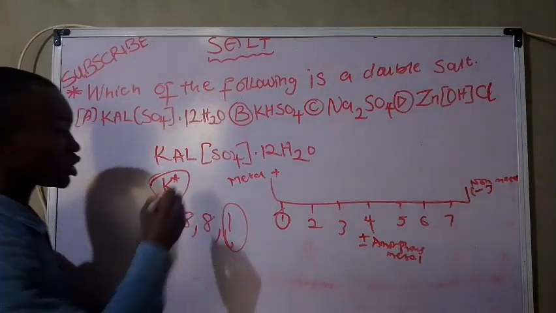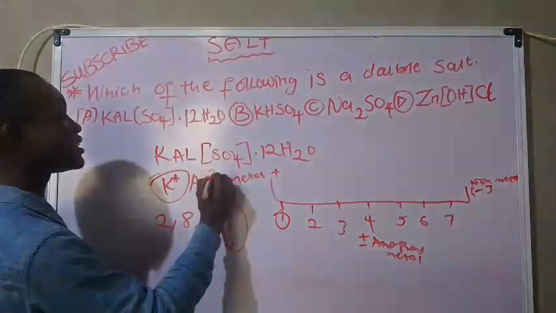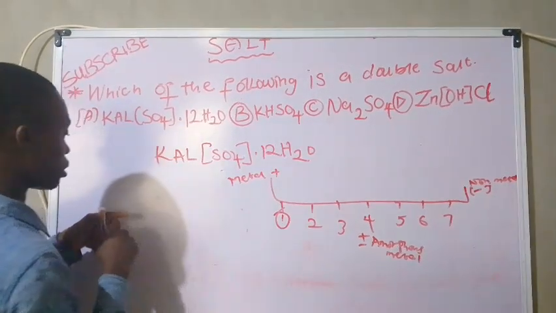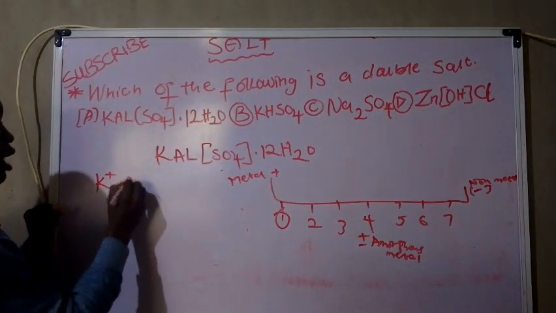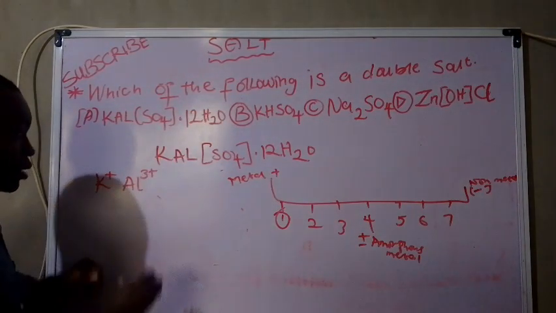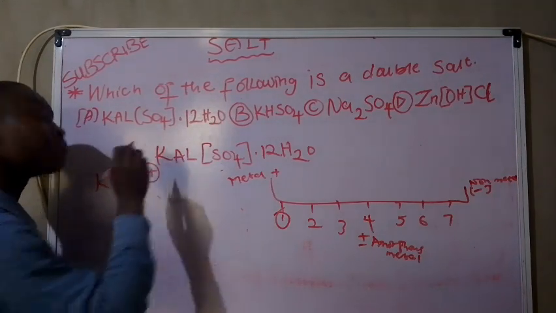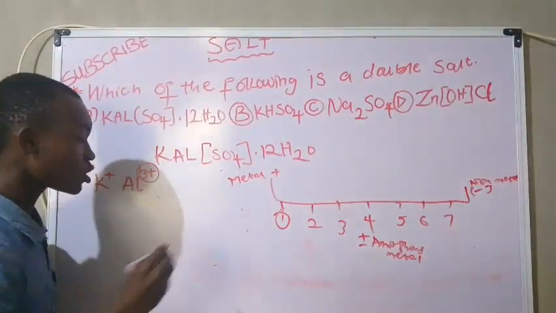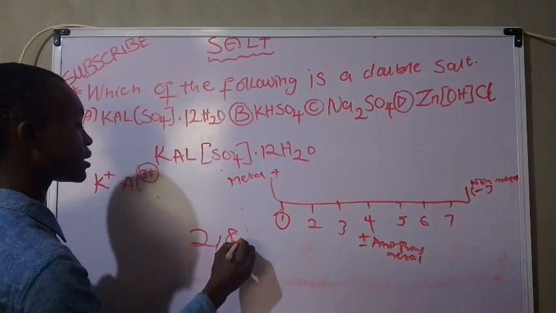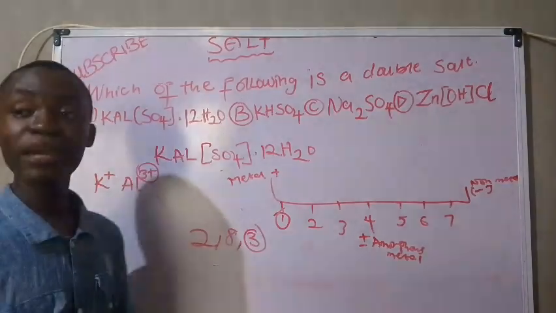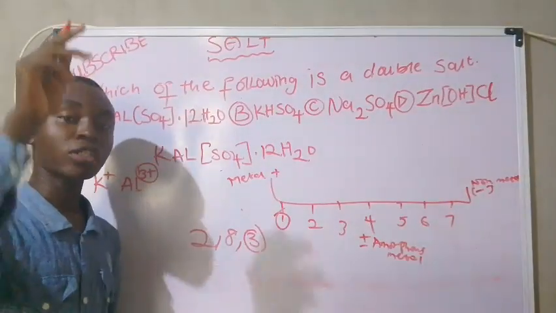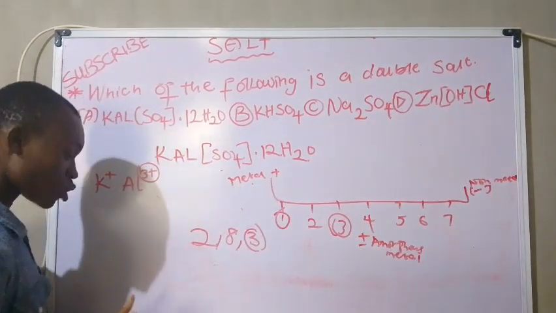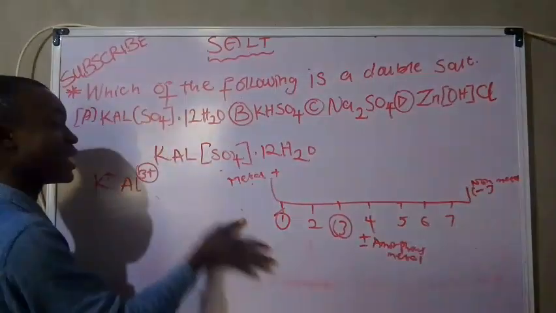Now, when aluminium also dissociates, it is going to give aluminium 3 plus. You can see aluminium 3 plus, because aluminium is also a metal. Now the electronic configuration of aluminium is 2, 8, 3, with 3 electrons remaining in the valence shell or the outermost shell. Now when you check, 3 also falls under metal, so aluminium is also regarded to be a metal.